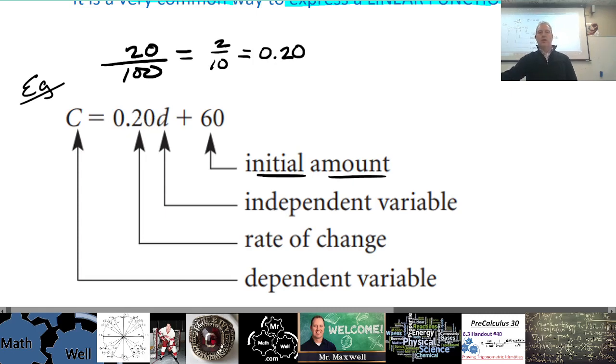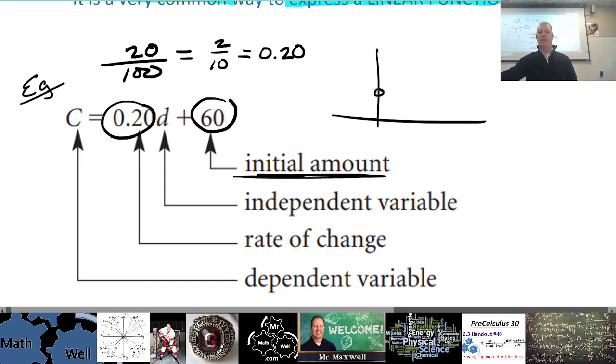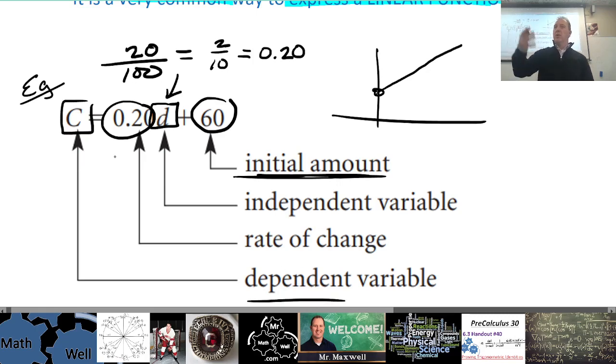So you have your slope of the line right here. You have your y-intercept. The y-intercept is the initial amount that you would pay right here, 60, and then it would go up $0.2 per kilometer, or $20 for every 100 kilometers. And that's your rate of change. So this is the independent variable, the distance that you travel, and the cost is the dependent variable. Remember, cost depends upon the distance you travel.